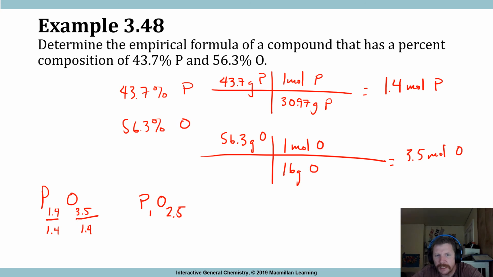Now, whenever I see this as my molar ratio, P1O2.5, this is something that I'm going to multiply by 2, because if I multiply 2.5 by 2, I get a whole number of 5. I'm also, as a result, going to have to multiply that 1 by 2. So I'm going to end up with P2O5. And there you go. There is a perfect example of a percentage-based empirical formula calculation. I hope this was helpful, and we will proceed onward.